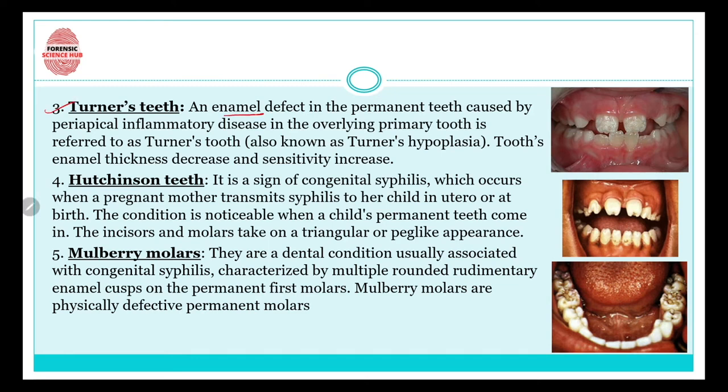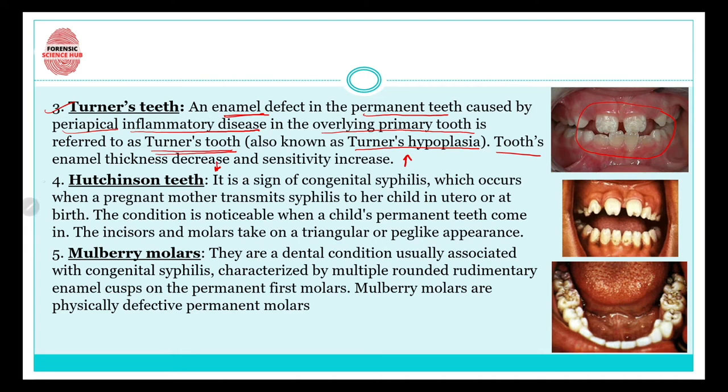Now let's move on to the next anomaly of structure, that is Turner's teeth. It is a defect of enamel. Enamel defect in the permanent teeth caused by periapical inflammatory disease in the overlying primary tooth is referred to as Turner's tooth, also known as Turner's hypoplasia. So Turner's teeth is caused by an inflammatory disease called periapical inflammatory disease, and if you look at this picture, the enamel portion of the teeth is affected, and the tooth's thickness is decreasing, due to which the sensitivity of the tooth is increasing.